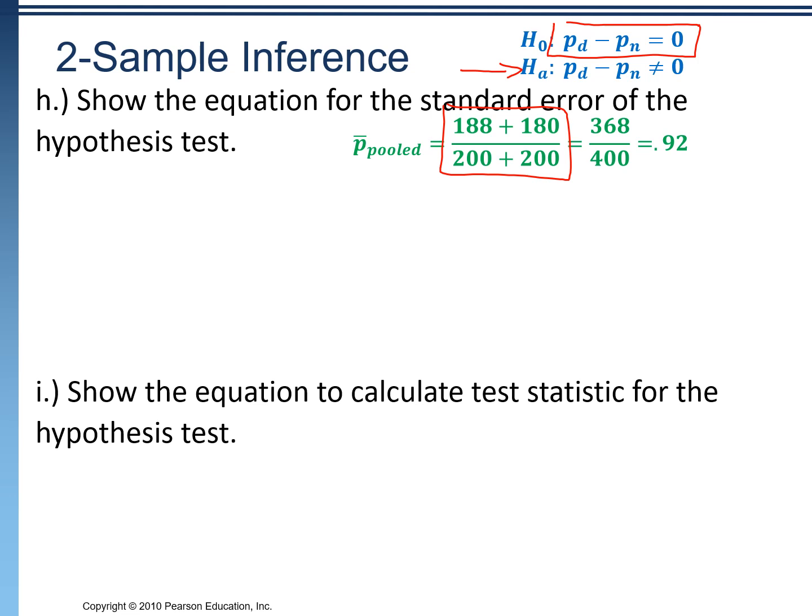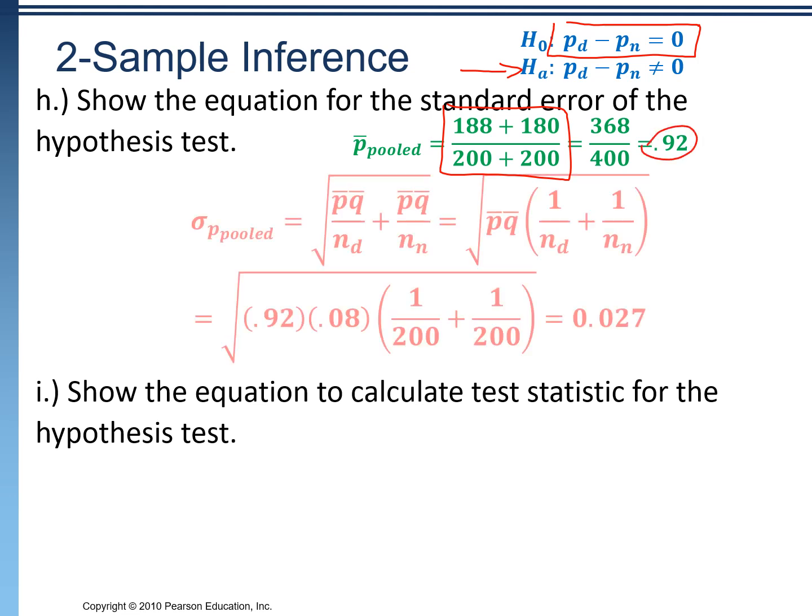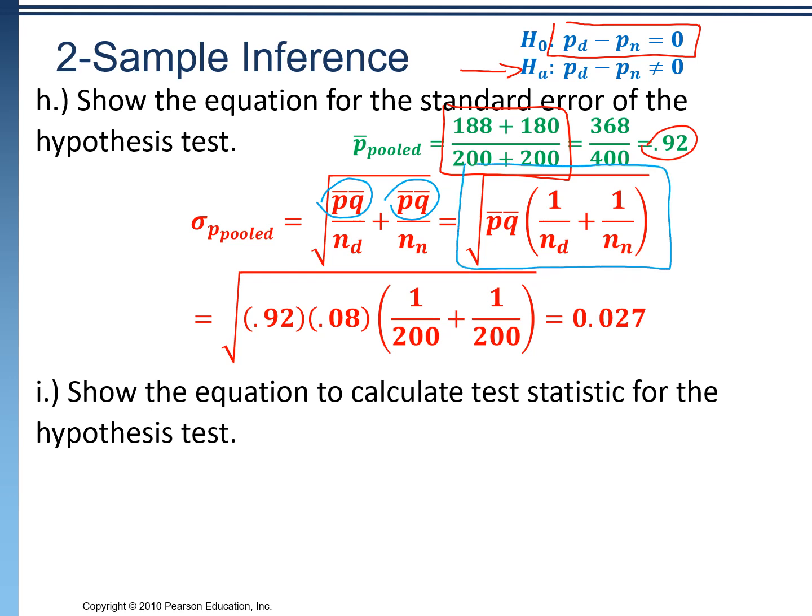Okay, so we take both our samples, we put it into one big fraction, and we're going to use this on the top of both of these fractions inside our standard error. So P bar, Q bar goes on the top of both of them. 0.92 and 0.08 would be on the top of each of those fractions. On the AP exam, they're likely to write it like this, where they factor that P bar, Q bar out in front of the parentheses, and we just have 1 over each of those sample sizes. So if this were a multiple choice question, we'd be looking for something like this as the standard error for a hypothesis test.